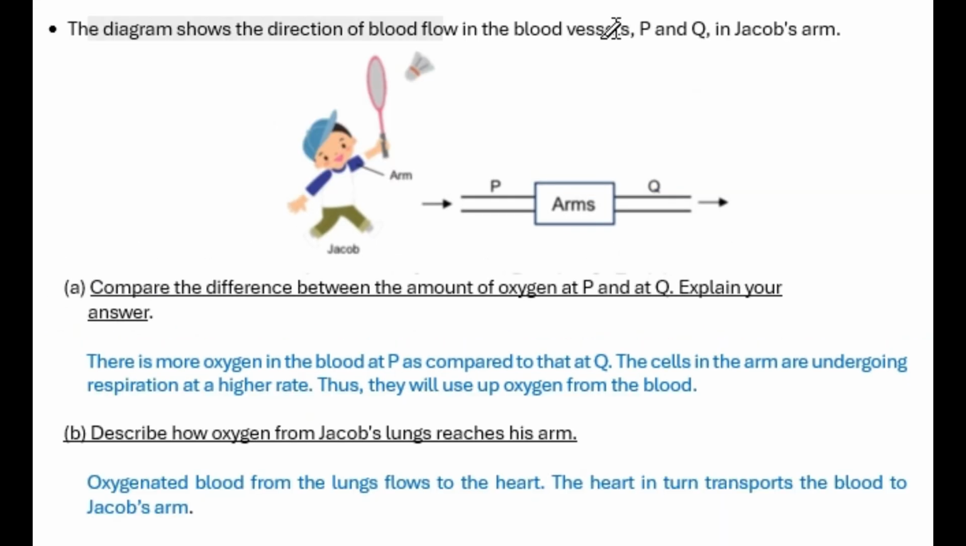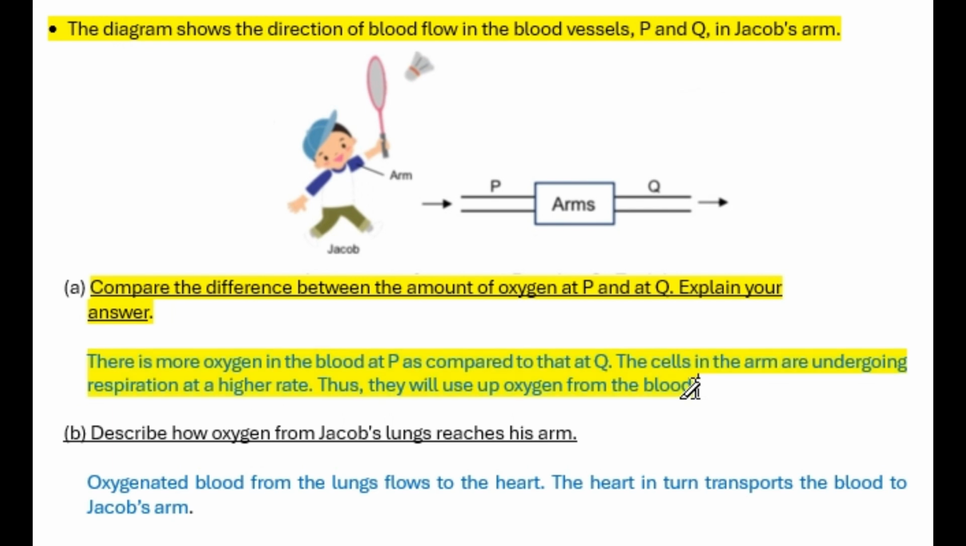The diagram shows the direction of blood flow in the blood vessels P and Q in Jacob's arm. Compare the difference between the amount of oxygen at P and at Q. Explain your answer. There is more oxygen in the blood at P as compared to that at Q. The cells in the arm are undergoing respiration at a higher rate. Thus, they will use up oxygen from the blood.